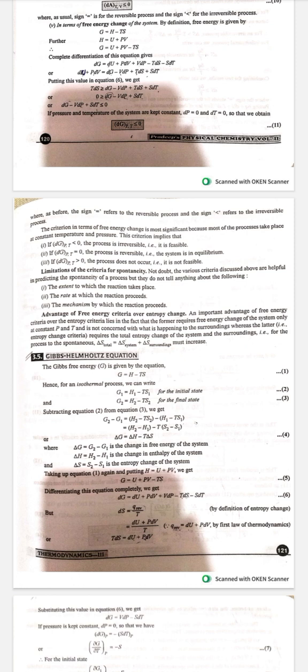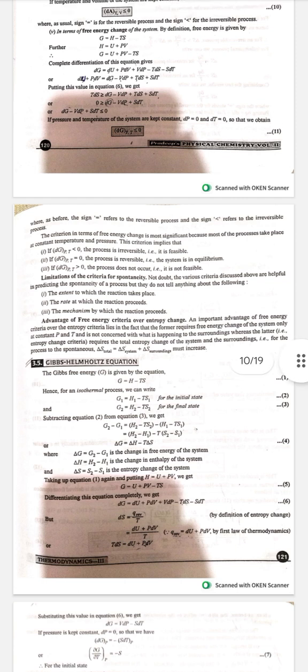Limitation of the criteria of spontaneity. No doubt the various criteria discussed above are helpful in predicting the spontaneity of the process, but they do not tell anything about the following: the extent to which the reaction takes place, the rate at which the reaction proceeds, the mechanism by which the reaction proceeds.